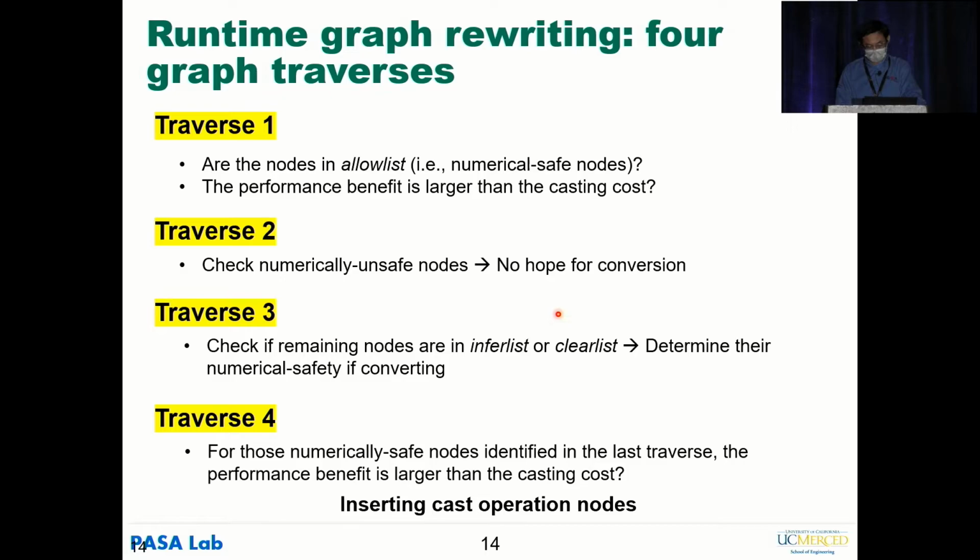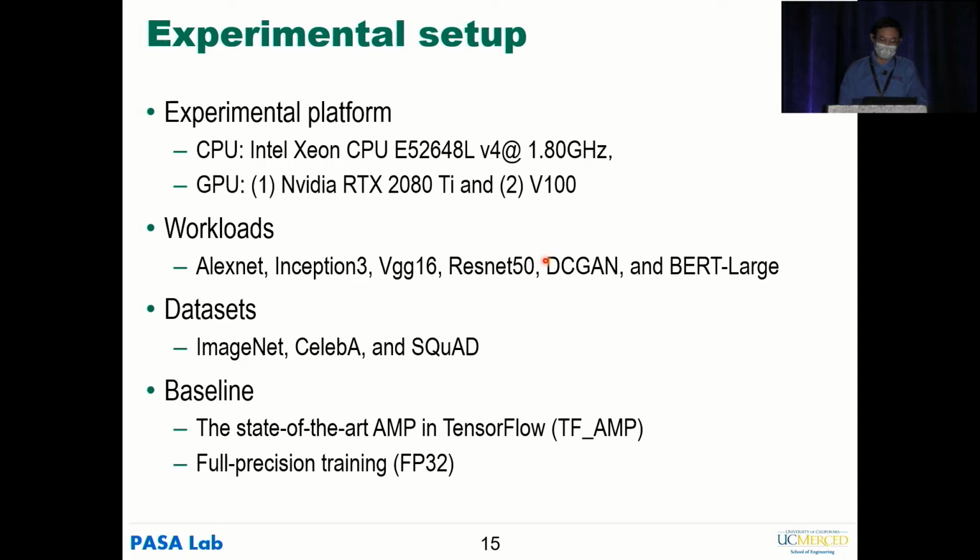And then I'm going to present our evaluation results. We evaluate the system on a machine with an Intel Xeon CPU, and we evaluate two types of GPU. One is the Nvidia RTX 2080, the other is the V100. And we use six common machine learning models and three data sets. And we have two baselines for evaluation. The first baseline is a state-of-the-art mixed precision method in TensorFlow called TF_AMP. And the second baseline is the full precision training, FP32.